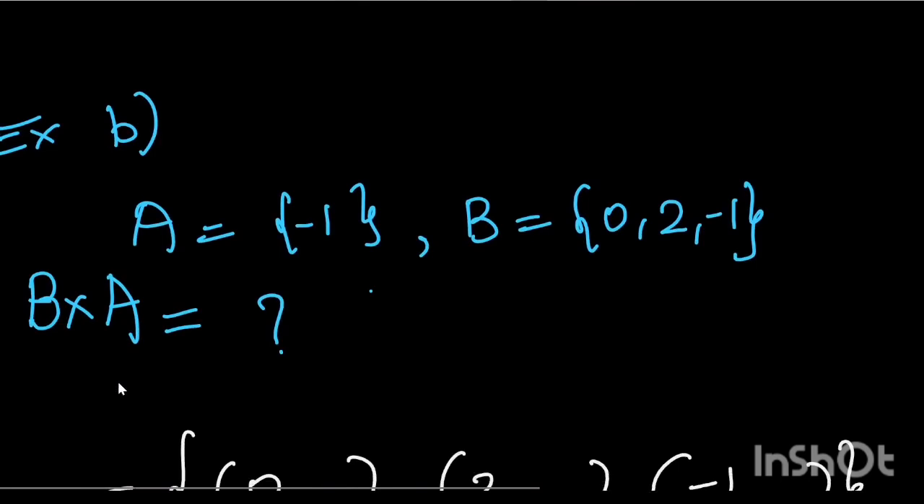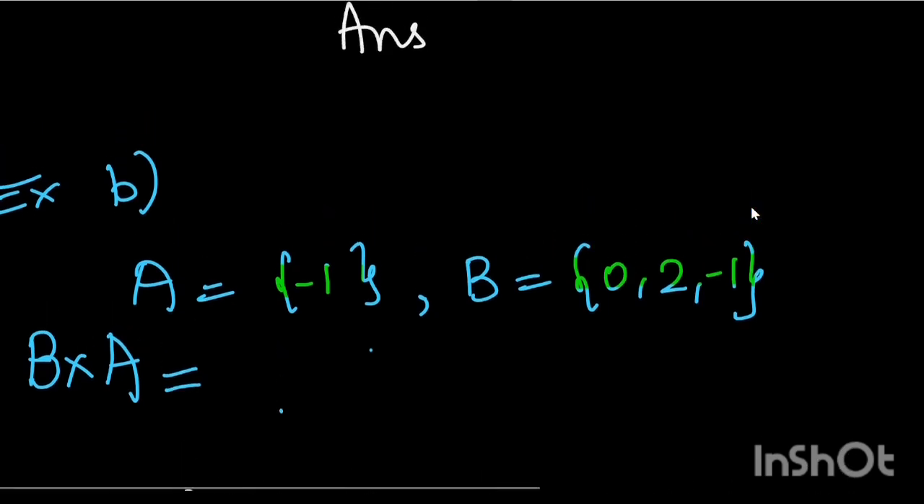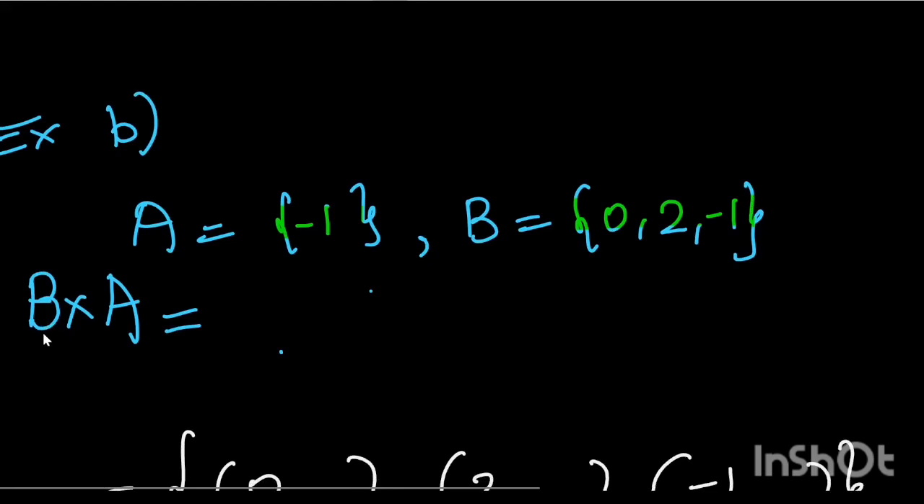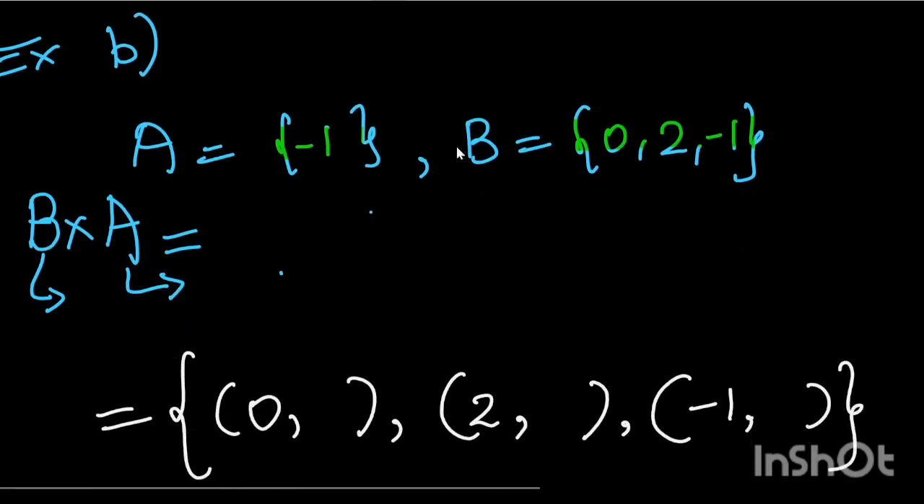Suppose in the same question I ask you, what is B cross A, guys? A is as usual -1, B is 0, 2, -1. So for B cross A, the first number will belong to which set? Yes, the first number in the ordered pair will belong to B, followed by a comma and a number belonging to set A. So it will look something like this. The first number belonging to set B is 0, 2, -1, followed by a comma, and then what will we write, guys? Yes, the number from set A, which is -1 only. So -1 we will substitute here.